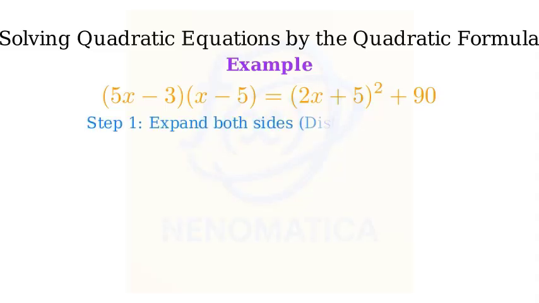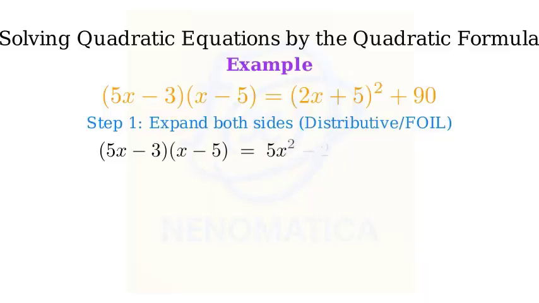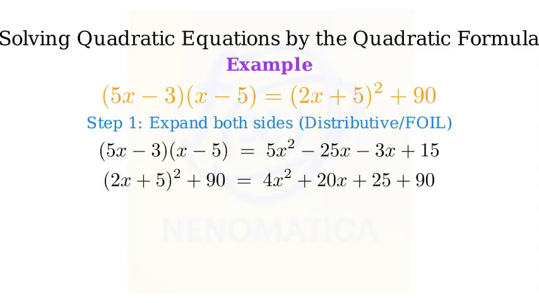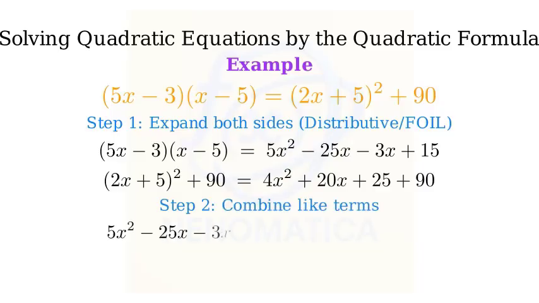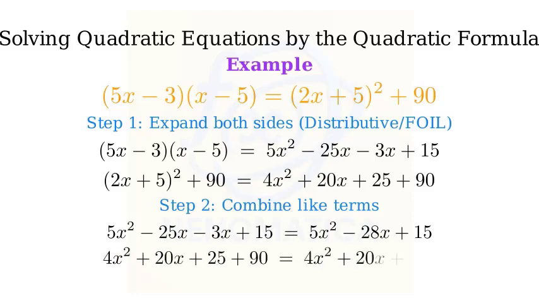Step 1. Expand both sides. Expanding the left side using FOIL gives 5x squared minus 25x minus 3x plus 15. Expanding the square on the right gives 4x squared plus 20x plus 25. Then add the 90. Step 2. Combine like terms on each side. On the left, minus 25x minus 3x becomes minus 28x. On the right, 25 plus 90 becomes 115.